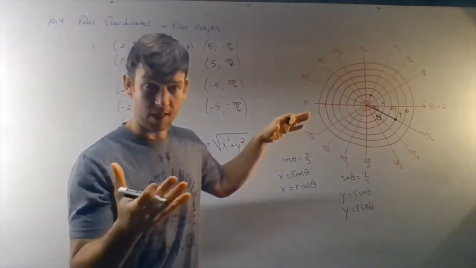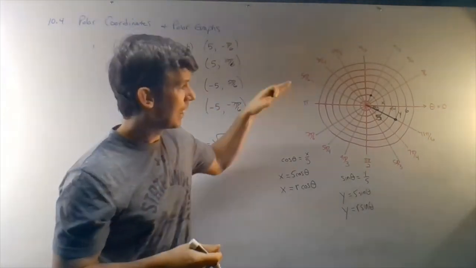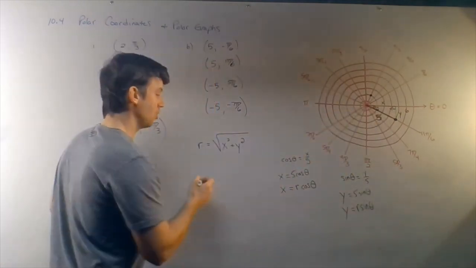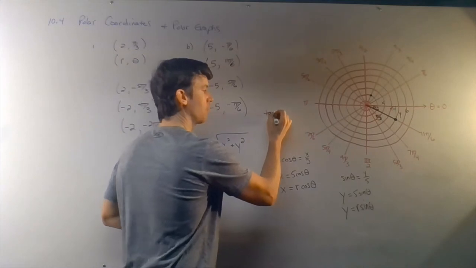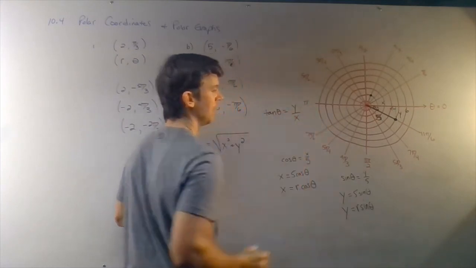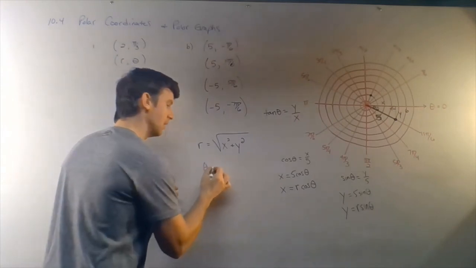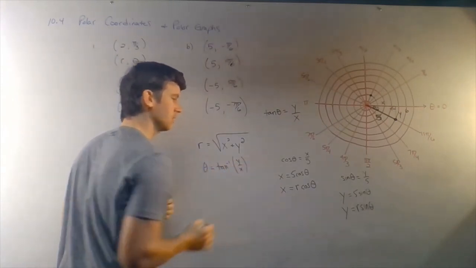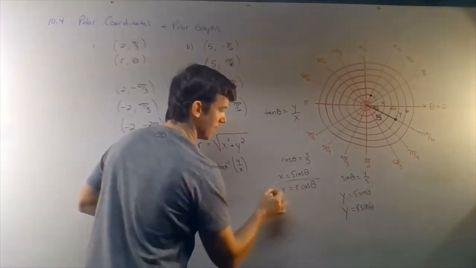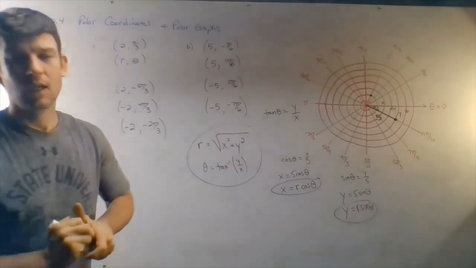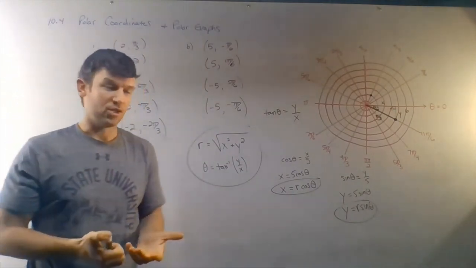If I know x and y, if I have rectangular, how do I find theta? Well, that involves tangent. I know the tangent of theta, this isn't my formula yet, is the opposite over the adjacent, so theta is the inverse tangent of y over x. So these formulas right here are the formulas we're going to be using for polar equations, okay?